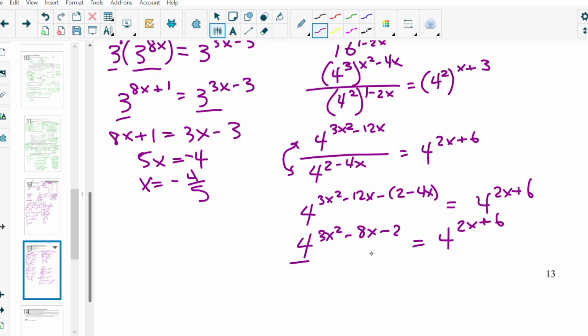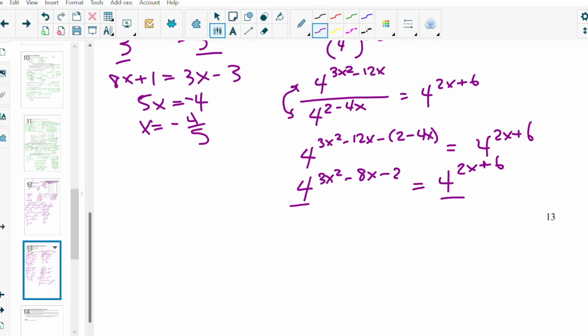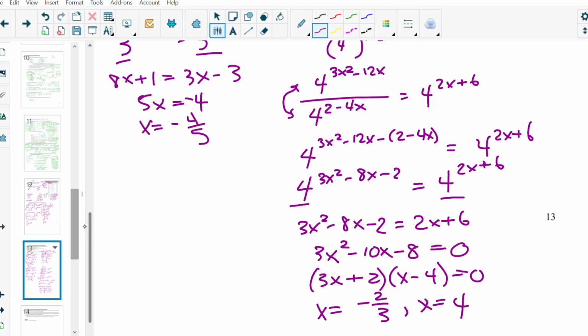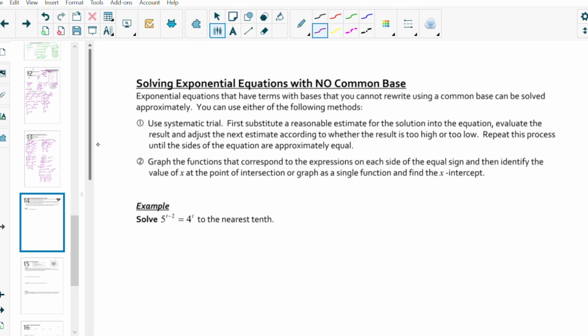Okay, solving exponential equations. I have the same base. I have the same base. I can set the exponents equal to each other, and then solve for x. So I have a standard quadratic here. Let me combine terms, simplify, and factor. Next page.